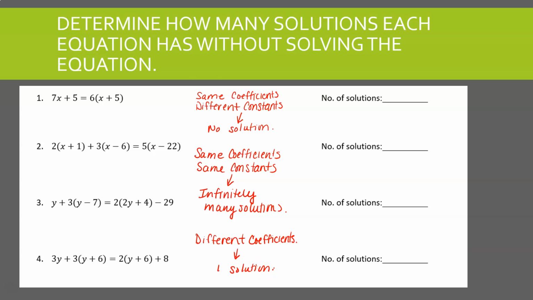So this first one, if you simplify it, you end up with 7x plus 5 equals 6x plus 30. You have different coefficients, so there's one solution. If you simplify this, you end up with 2x plus 2 plus 3x minus 18 equals 5x minus 110. You end up with 5x minus 16 equals 5x minus 110. So that is no solution.